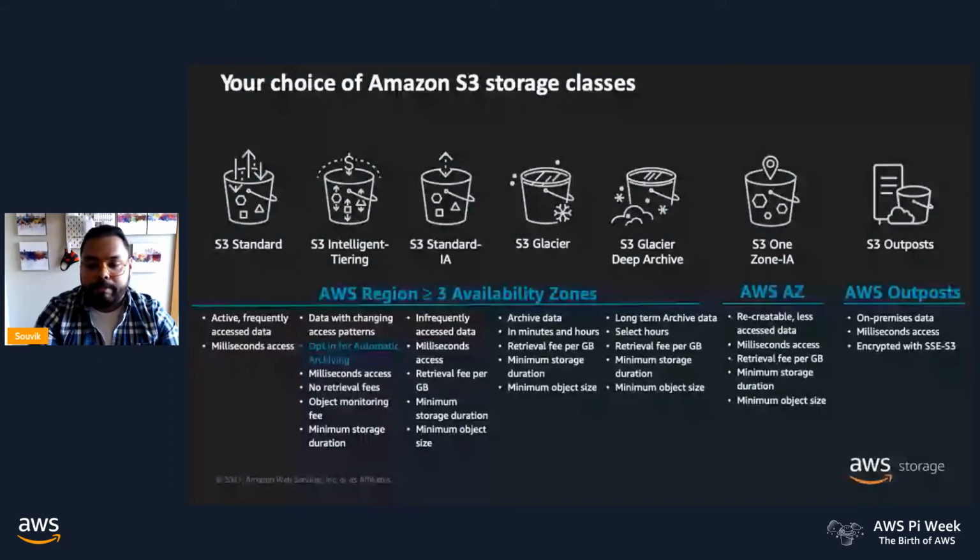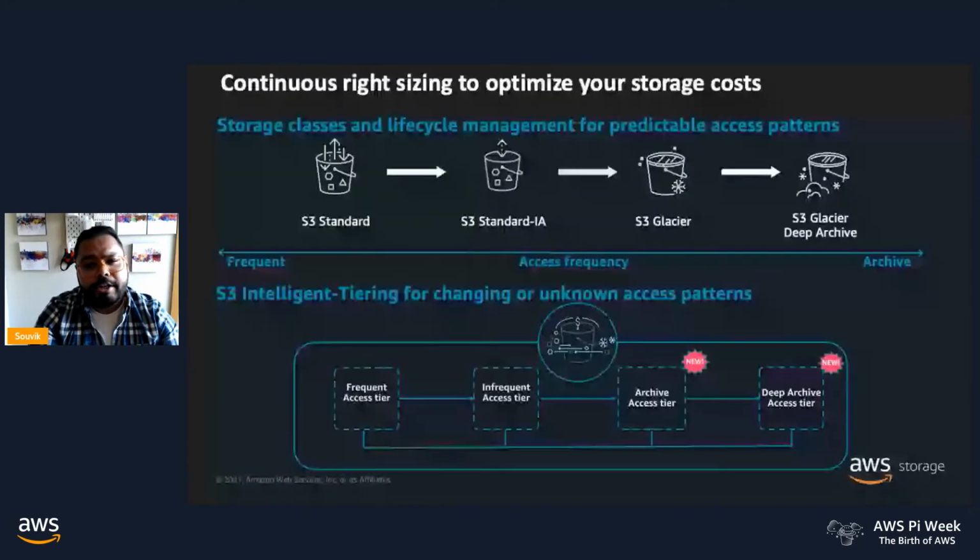Whether you have demanding performance needs, data residency requirements, unknown access patterns, infrequently accessed data, or even archival needs, S3 has a storage class that is optimized for your data access, durability, and cost needs. Which brings me to our fourth pillar, which is continuous right-sizing. And the key part of this phrase is continuous. Typically, we hear from customers that their data requirements change over time, and they need to optimize for each part of the data lifecycle. And here, S3 offers two design patterns, which we see often.